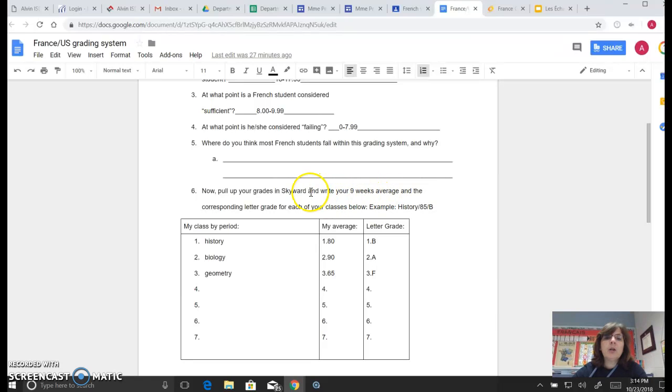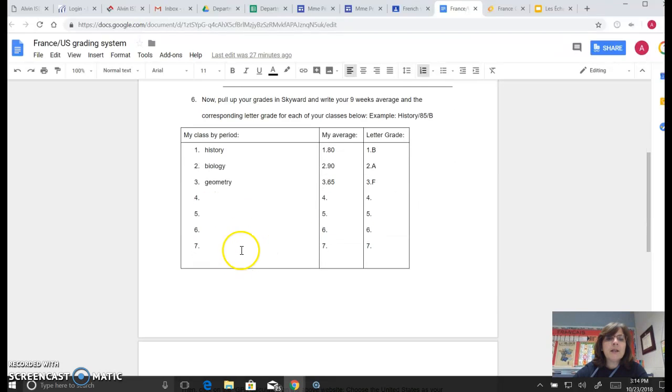Then we're going to pull up our grades in Skyward, and we're going to write our 9 weeks average and the corresponding letter grade. So I started mine just as an example. So whatever class period you have, whatever class you have, you type it here next to the class period. Then you look and find your average, and then your letter grade.